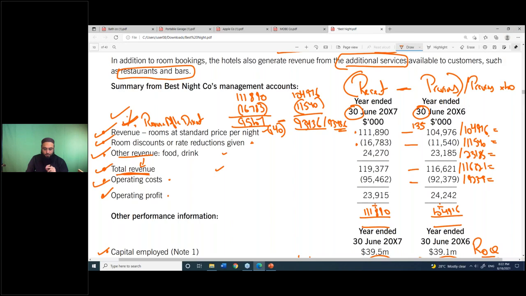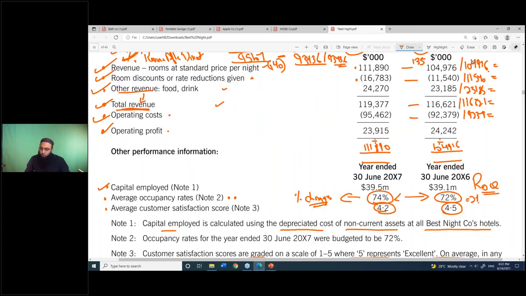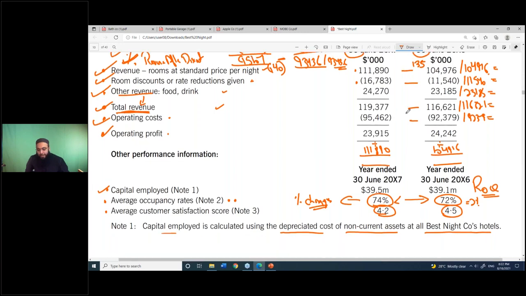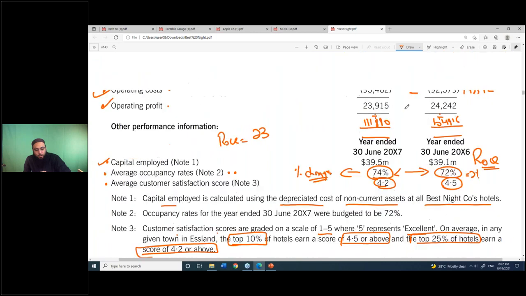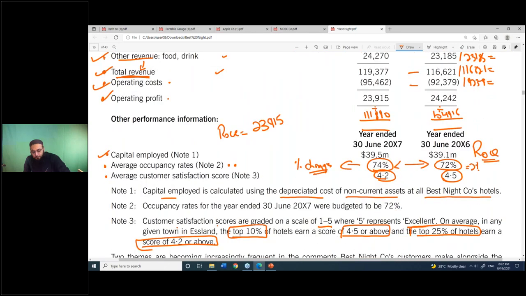The other calculation I want to perform before I give you a short break to absorb the things as well is the calculation of ROCE. Okay, ROCE is quite straightforward to work out. The reason is I have been given the operating profits. So let me show you the working of ROCE. It's 23.915, these are in thousands, right? Yeah. 23,915 operating profit divided by capital employed of 39,500. Okay. So this is the return on capital employed for 20x7.